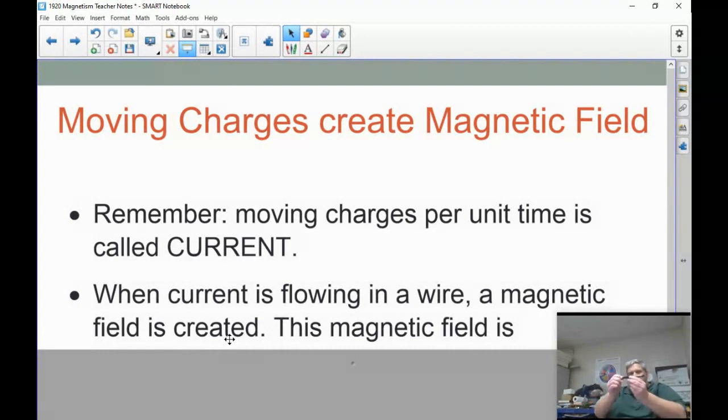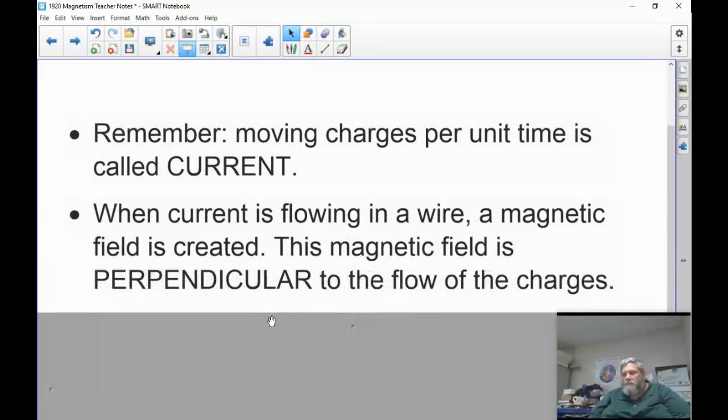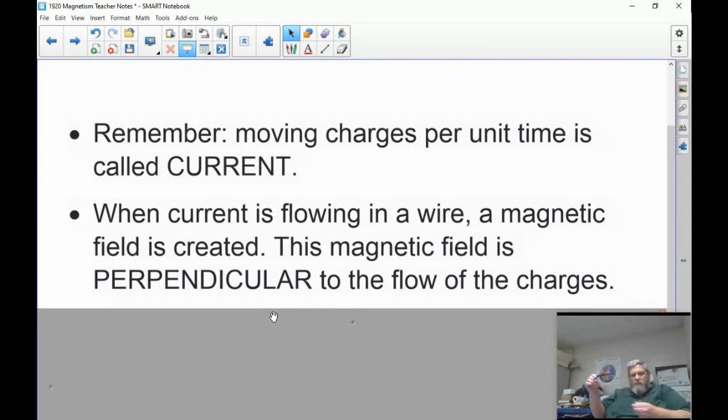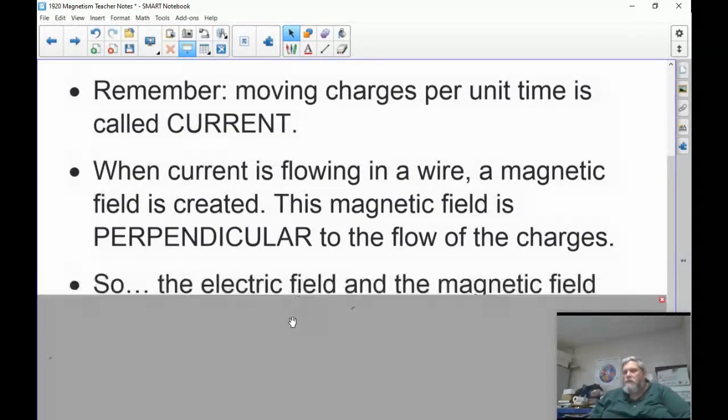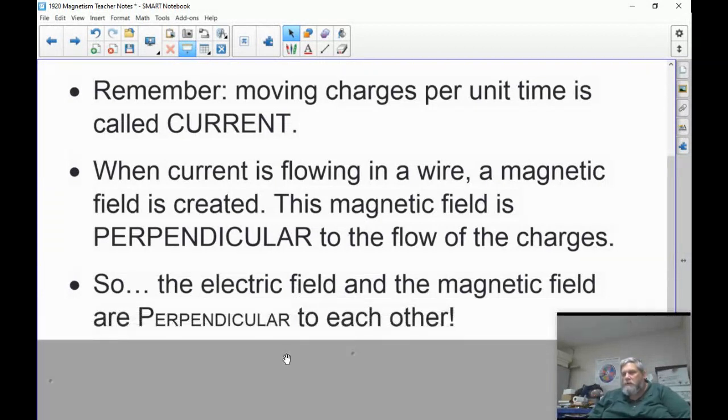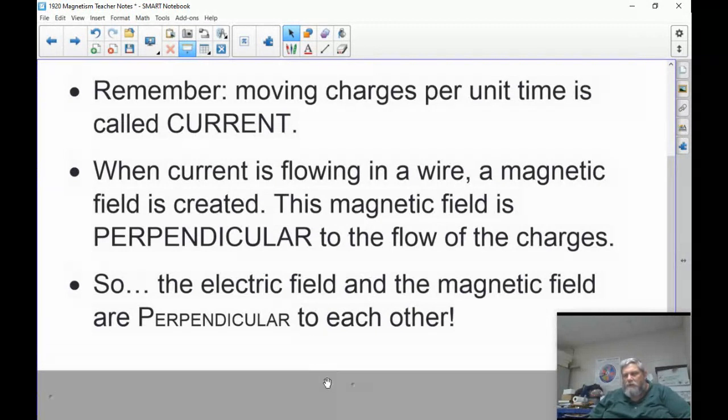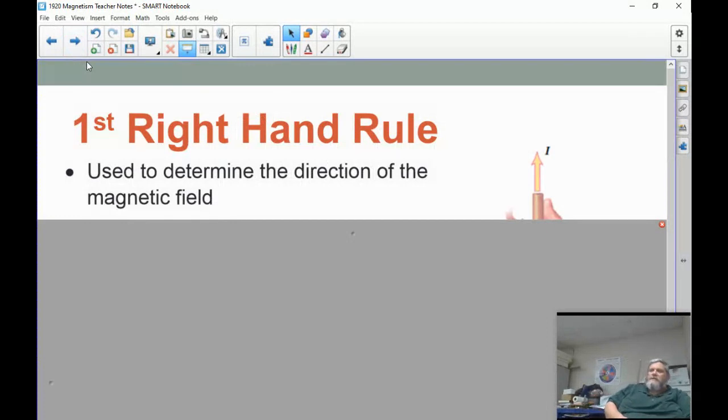So if this is a wire and the current's going through that wire, then there's a magnetic field around it. And this magnetic field is perpendicular to the flow of charge. Basically, if the flow is moving this way, the magnetic field is encircling it like this, so it is perpendicular. It's a circle. All right, so the electric field and the magnetic field are perpendicular to one another.